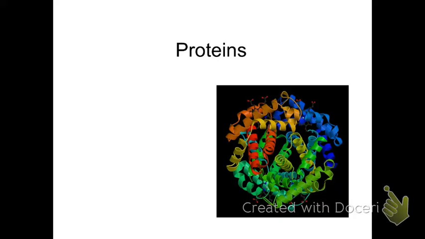Alright, today we're going to discuss our first major classification of macromolecules in the human body, and that is proteins. Now, proteins are very important to the human body. They have a vast number of functions, and we're going to discuss the different functions of proteins in a minute. Now, this lecture is part one of a two-part series.